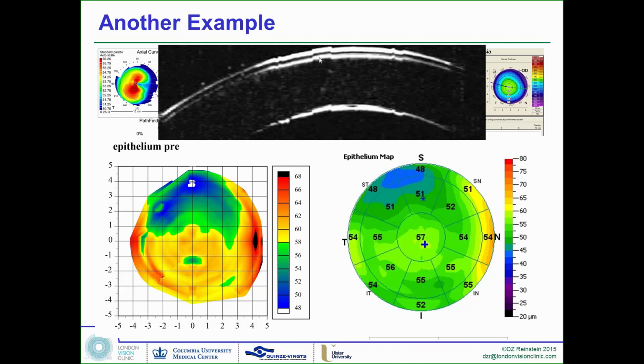So the Belin-Ambrosio would suggest severe keratoconus, but the cross-sectional B scan shows you that it's not a case of severe keratoconus with tissue loss and therefore epithelial thickening over the cone. So it's a beautiful example.